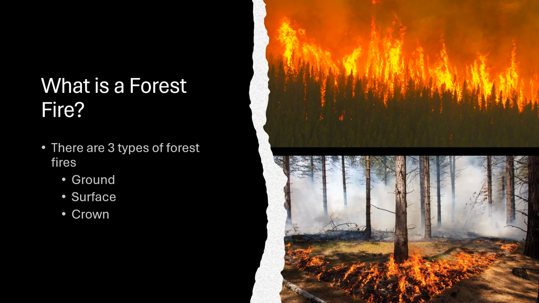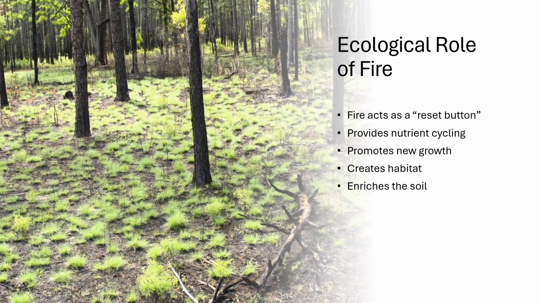Here at the bottom you have an example of what would be called a surface fire. This fire is a low intensity fire that moves along the ground, getting rid of some of the leaf litter and the understory. So the purpose of this is basically the fire acts as a reset button. It provides nutrient cycling, it promotes new growth, and creates habitat for species that depend on these open areas in the forest. The act of fire destroying some of the plants, the understory, enriches the soil with nutrients such as nitrogen and phosphorus, creating opportunity for new plants to come up, as well as the light that penetrates through after removing the competition for light.